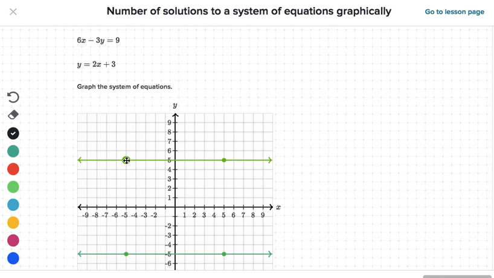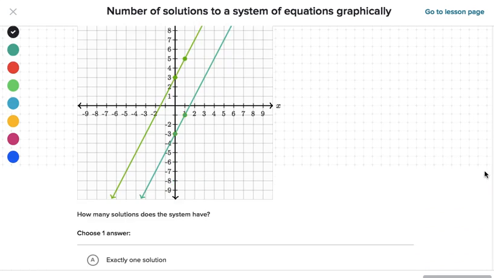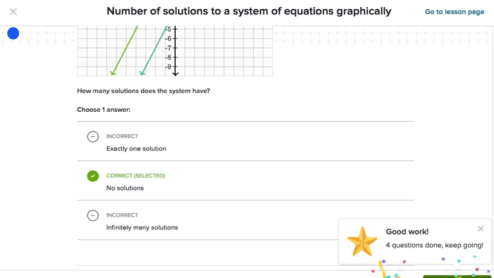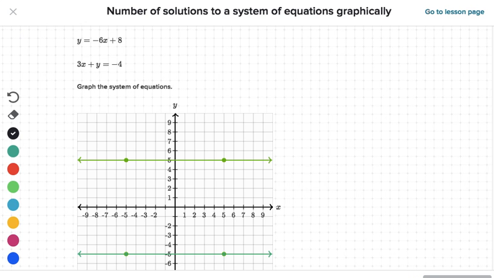So y equals 2x plus 3 gives us a y-intercept of 3 and a slope of 2. This gives us a y-intercept of -3, since 9 divided by -3 is -3, and a slope here of -6 divided by -3, which is 2 again. We're getting a lot of examples here which have parallel lines, so no solutions. Hopefully this last one will give us one that intersects nicely and gives us a solution.